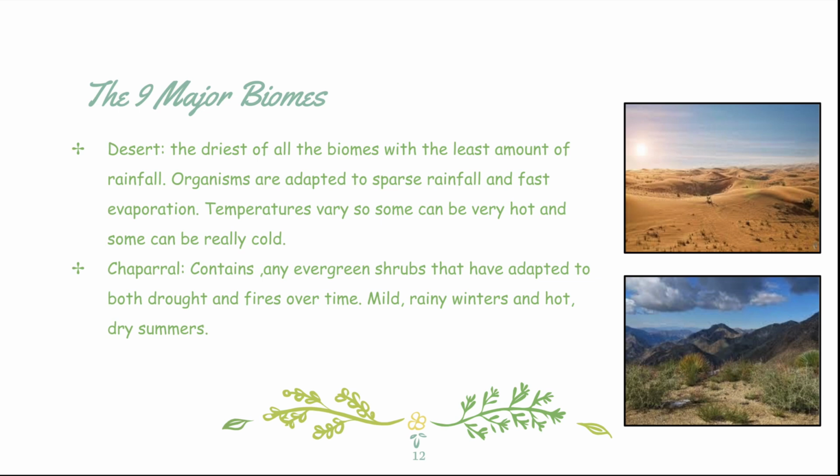This is the driest of all the biomes and has the least amount of rainfall. Organisms in this biome have adapted to sparse rainfall and fast evaporation. Temperatures can vary, so some deserts can be very hot where others can be really cold. Next is the chaparral. These contain evergreen shrubs that have adapted to both drought and fires over time. They are known for mild rainy winters and hot dry summers.